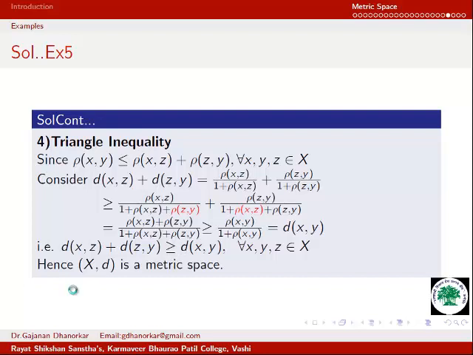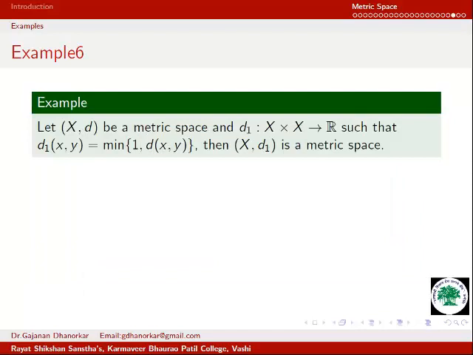Now we'll go towards the next problem. Let (X, d) be a metric space and d1 a function defined from X cross X to R such that d1 of xy is equal to minimum of 1 comma d of xy. Then (X, d1) is a metric space. Remember, in the last problem it was (X, rho), but here (X, d) is a metric space. In a similar way to the last problem, we'll try to prove this problem.